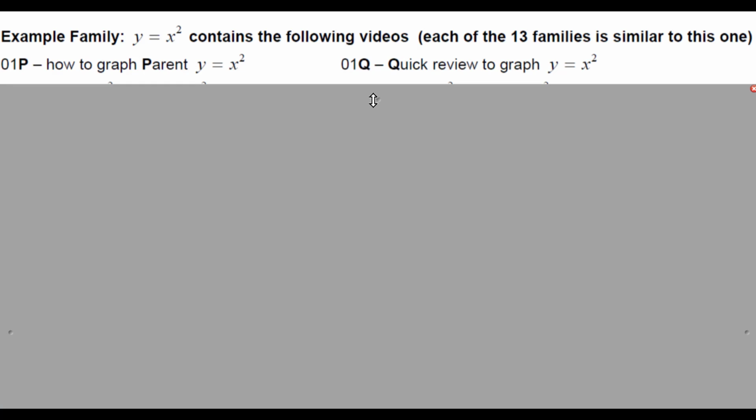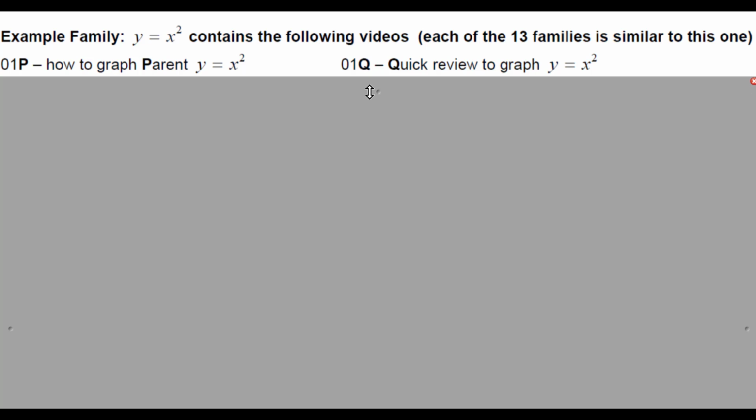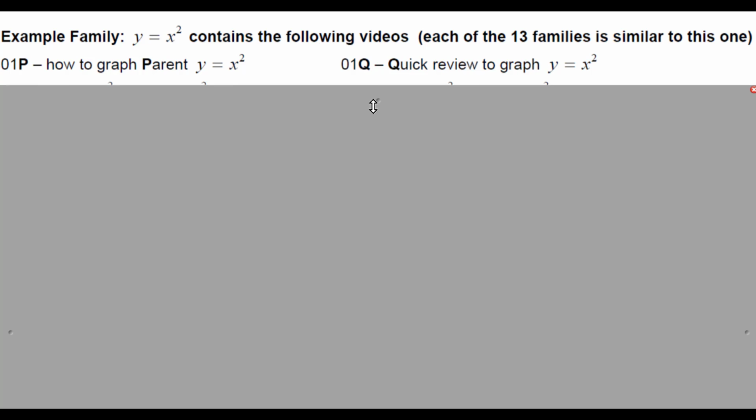Here's an example family, y equals x squared, contains the following videos. And so each of the 13 families is similar to this one. So 0, 1 stands for y equals x squared. P is how to graph the parent function. This would be as if you've never done it before. Goes in it in quite depth, okay? 0, 1, Q is a quick review of how to graph that. So you may just say, oh, I did it before, but I'm not really sure I need a review. That's what the one you would use.